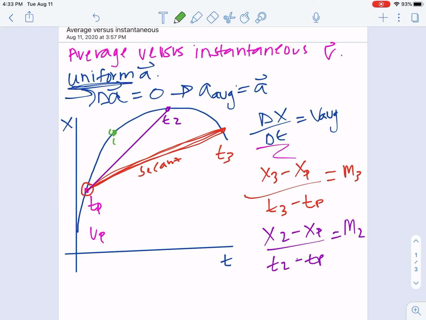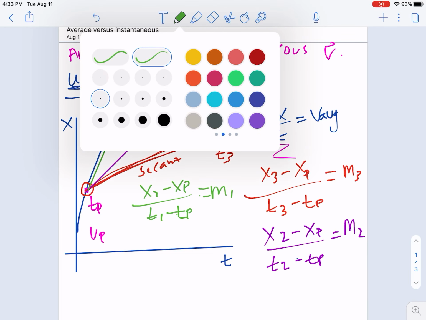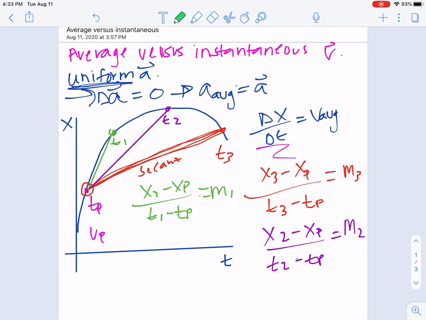I'm going to call this one T1, and we can do yet again x1 minus xp over T1 minus TP, and the slope of that line looks even better. But I haven't quite gotten there. The slope that I'm trying to find is this line over here. We know this is called the tangent line.